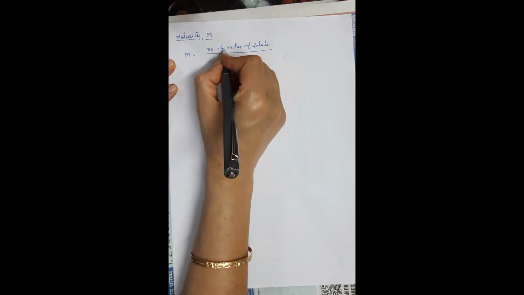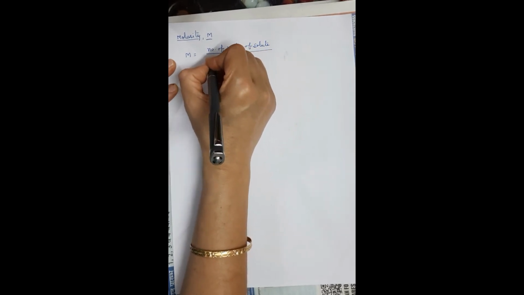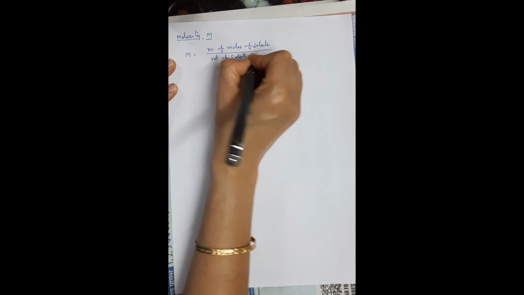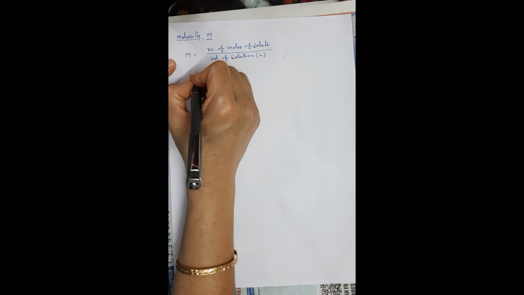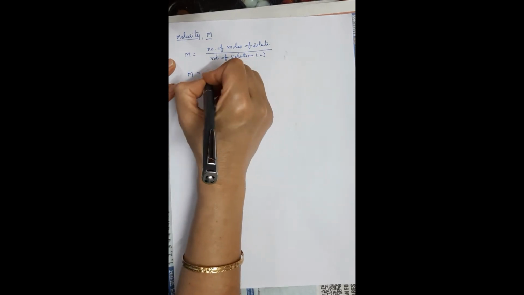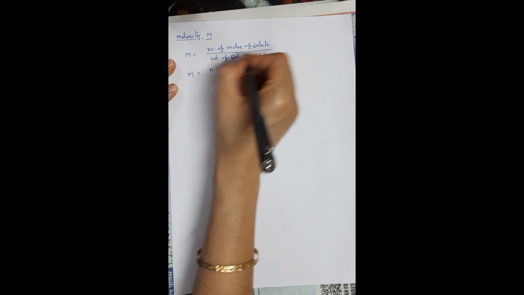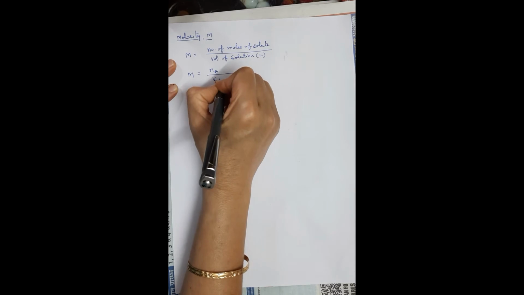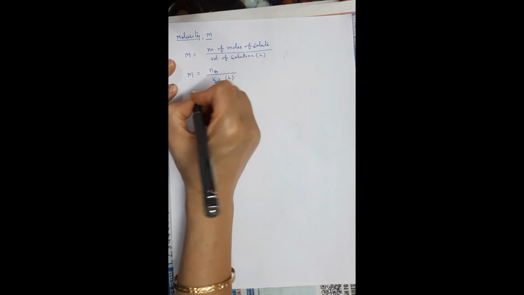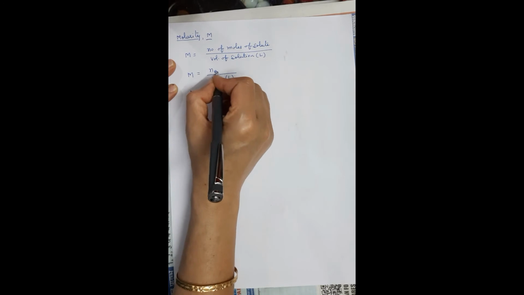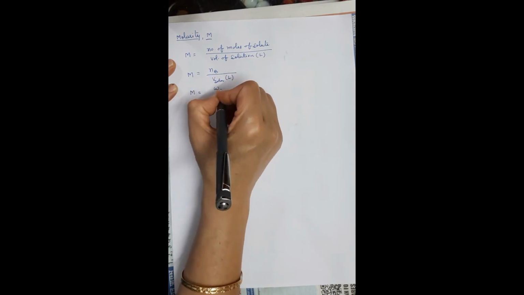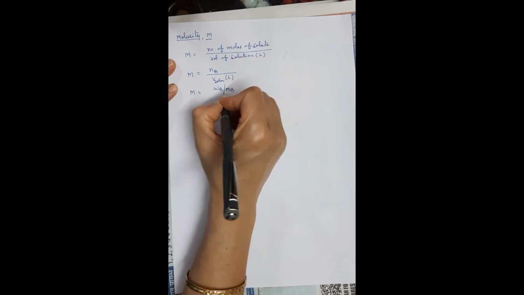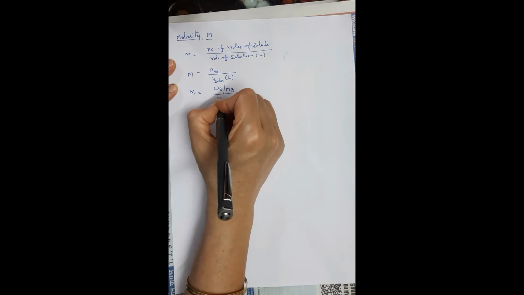So I'll say number of moles of solute divided by volume of solution in liter. It has to be expressed in liter. Molarity is equal to number of moles, written as Nb for the solute, divided by volume of solution in liter. I can also write number of moles as given mass, Wb, divided by molar mass of solute, Mb, divided by volume.